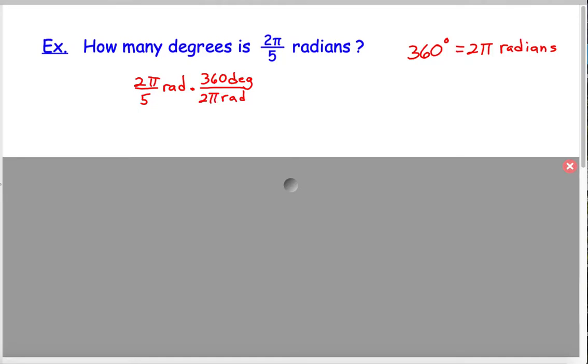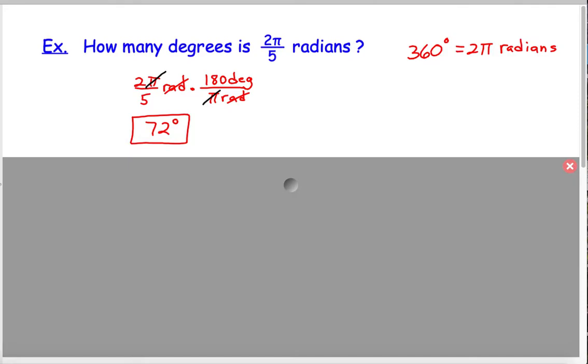Now I guess I could have reduced that. So I could divide both those by 2. And so I can just write 180 degrees is equal to pi radians. Those both represent halfway around the circle. And now if I do some simplifying, the pi's here will cancel out. 2 times 180, 360 divided by 5 is 72. And now my answer is in degrees because my radians canceled out as well.